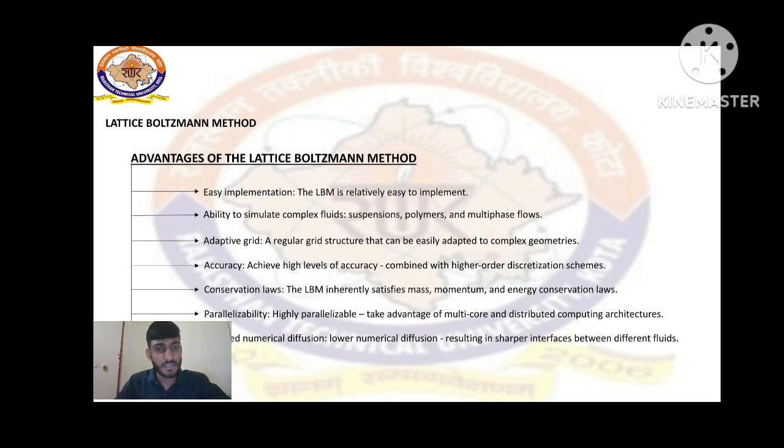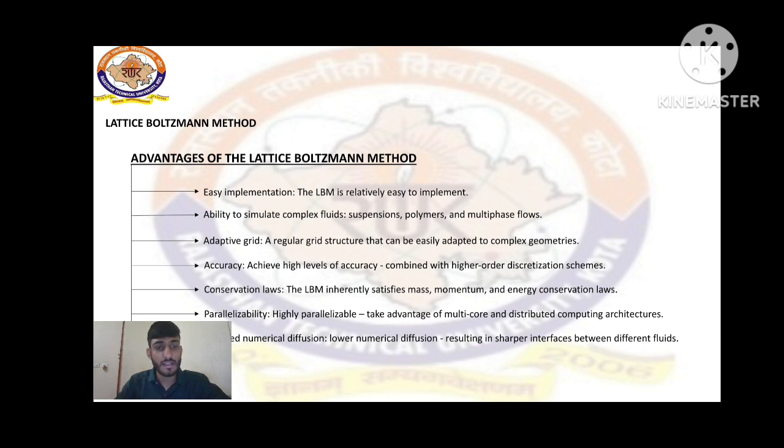The other one is adaptive grid. It has a regular grid structure that can easily adapt complex geometries, which is also an advantage of this Lattice-Boltzmann method. Other one is accuracy. For higher order discretization, we can achieve good accuracy of the Lattice-Boltzmann method. Conservation laws are already incorporated in it.